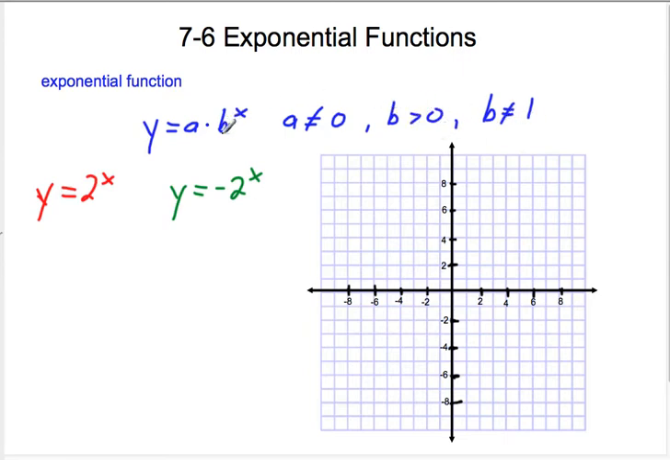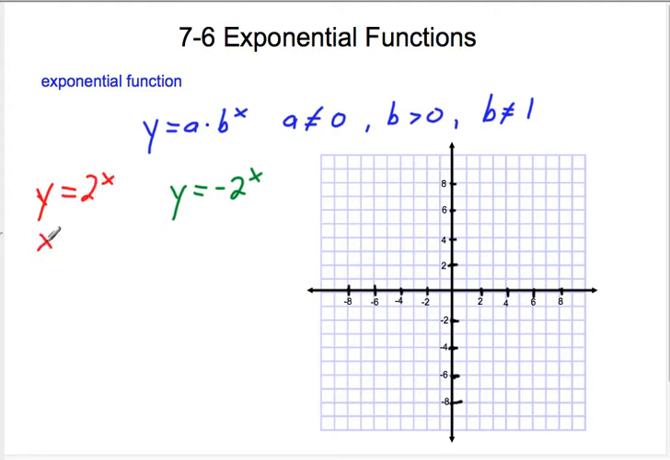If b is 1, then bringing it to different exponents won't matter because it'll always be 1, right? B to the first is 1, b to the second is 1, and so on. So let's go about graphing one of these functions first. Here's y equals 2 to the x. Notice it's following this form here where in this case a is just 1, right? It's not even shown. Basically it's like saying 1 times 2 to the x.